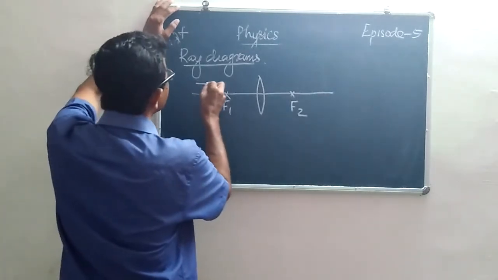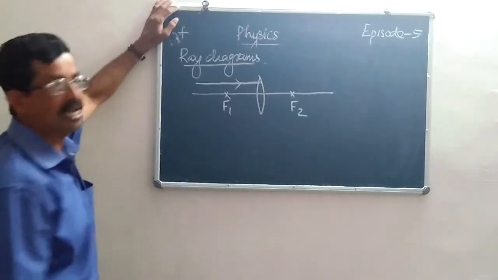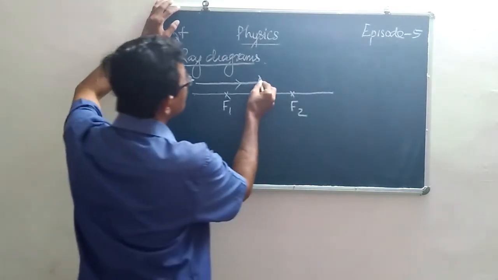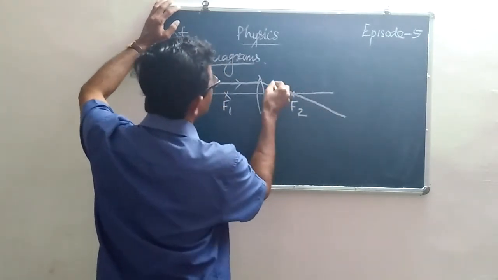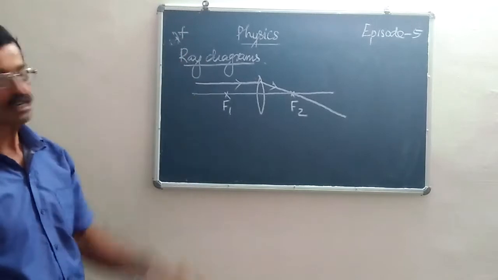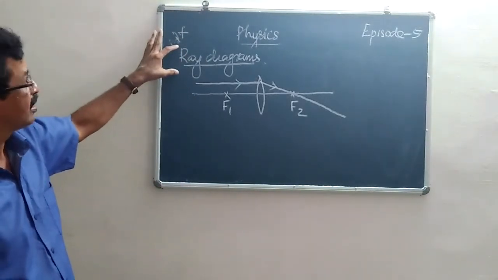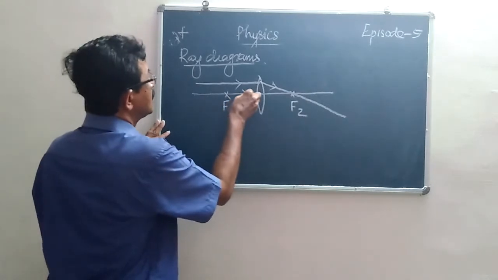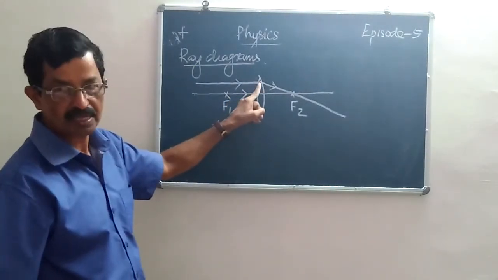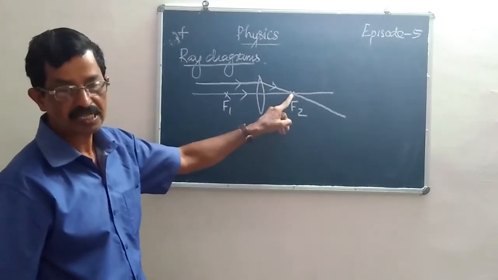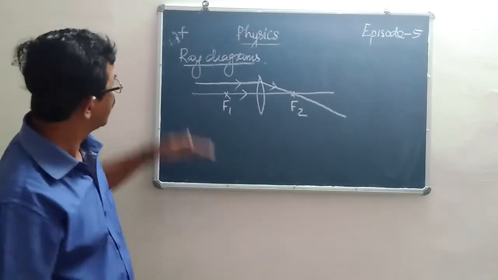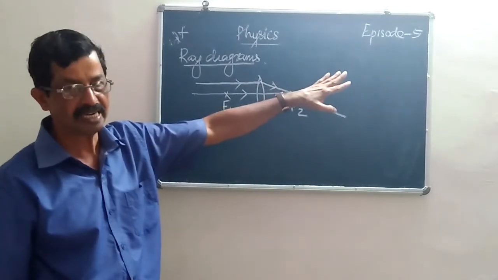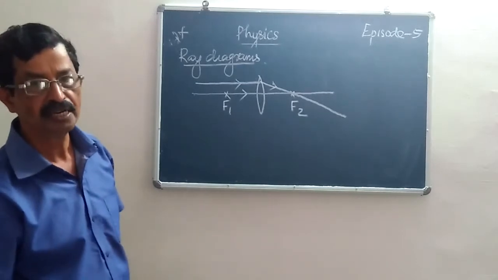See, a light ray parallel to the principal axis. This is the light ray parallel to the principal axis of the convex lens. After refraction, it passes through the principal focus. We need to remember this while drawing ray diagrams. See, here it is refracted, and it passes through the focus. Now, what do you need to remember about this, sir? A ray parallel to the principal axis, after refraction, passes through the principal focus on the other side. That you need to remember in the case of a convex lens.